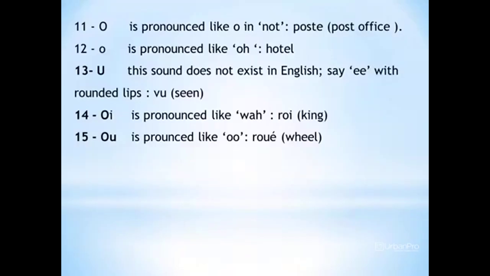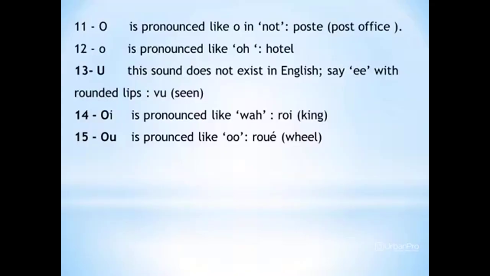Now the 13th one is U. This sound does not exist in English. It is not the U of "umbrella" or any other word where you usually sound the U, but say E with rounded lips. Woo, woo, ooh. So it is more like rounded lips. It has to be said this way. It comes to you slowly, don't worry, but use your U with an E and oo sound where it is required.